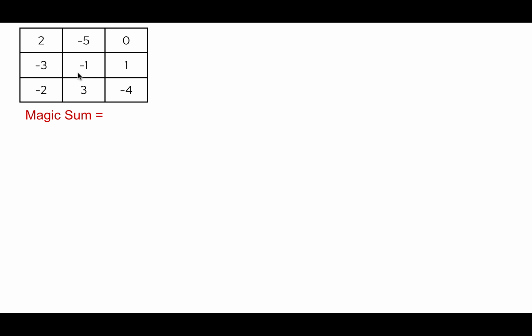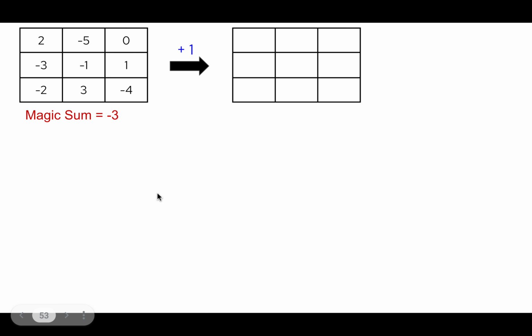Okay, and I'm going to use this diagonal. So -2 plus -1 is -3 plus 0. So the magic sum is going to be -3. Now, let's add 1 to each one of the squares. So for example, if I add 1 to 2, this square is now going to be 3. -5 plus 1 is -4. 0 plus 1 is 1, etc.